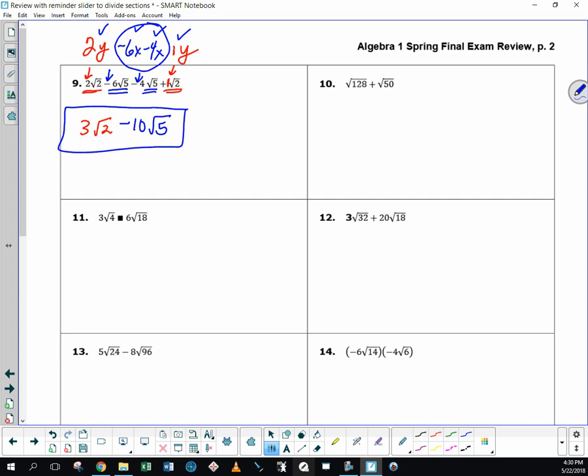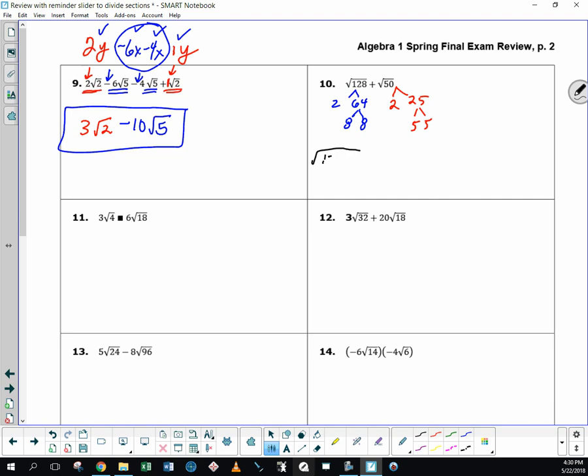Problem number 10, we need to simplify. So I'm going to do a factor tree for 128. Now you could do your factor tree different, but I tend to look for square roots, for perfect squares. So what that means is I'm looking for 25, 64, and things like that and trying to figure out how to get to it. It doesn't matter if you use that or not. When you're done, you'll still end up with the same thing.